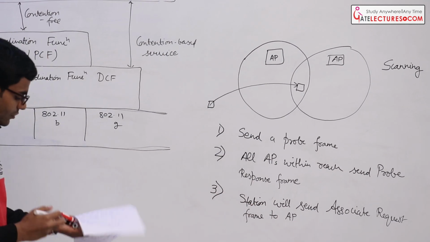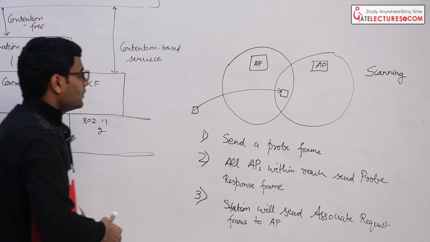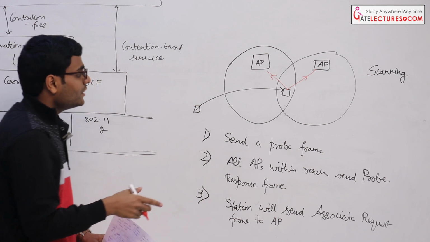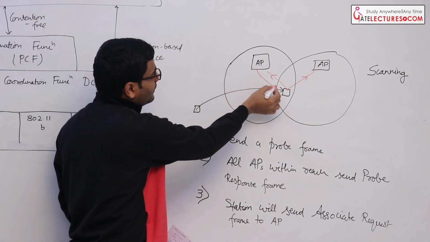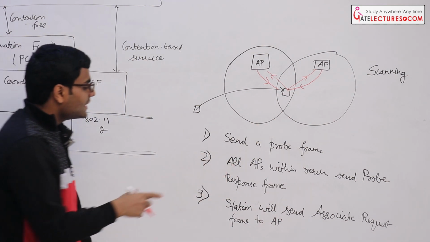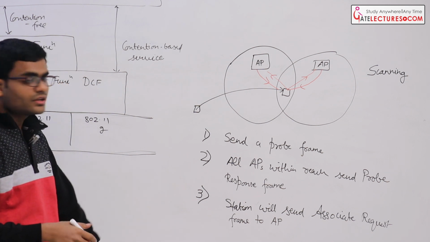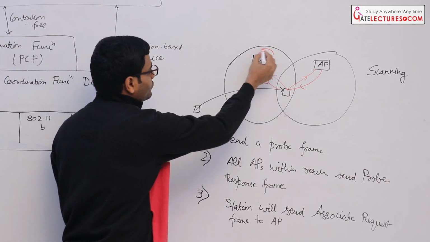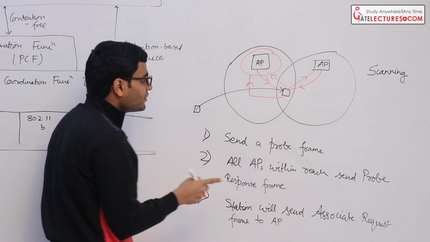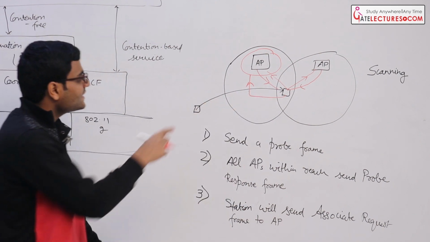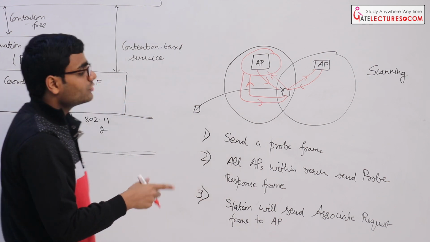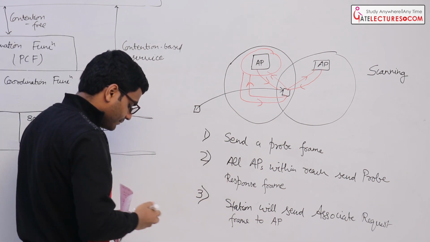So let's say this station sends a probe frame to all these access points, and then all these access points will send a probe response frame. After getting all the probe response frames, this station will choose one of the access points it wants to associate itself with. So let's say it chooses this access point. Then this station will send an association request frame to this access point, and this access point will send an association response frame to this station, and the connection is built.